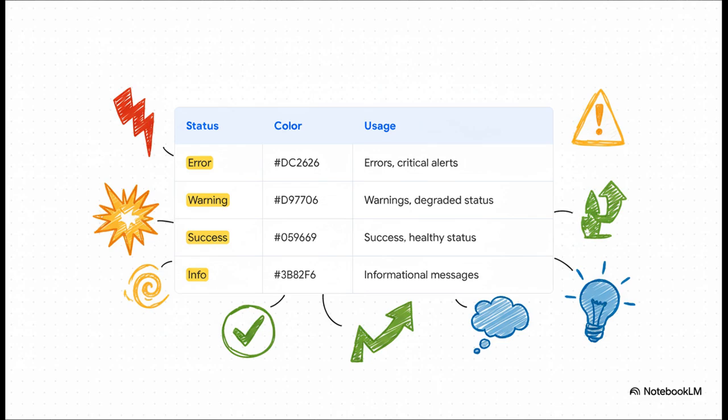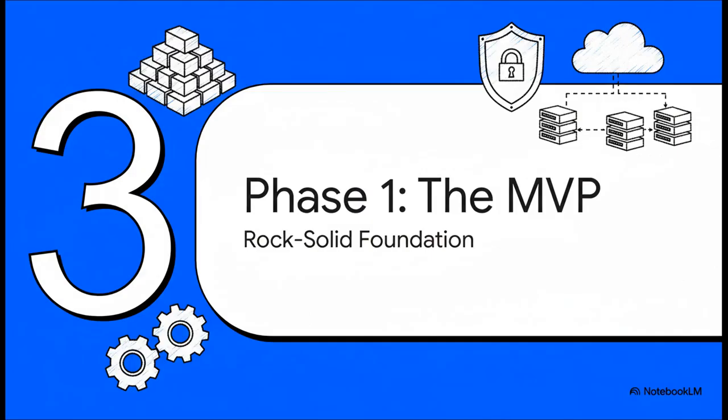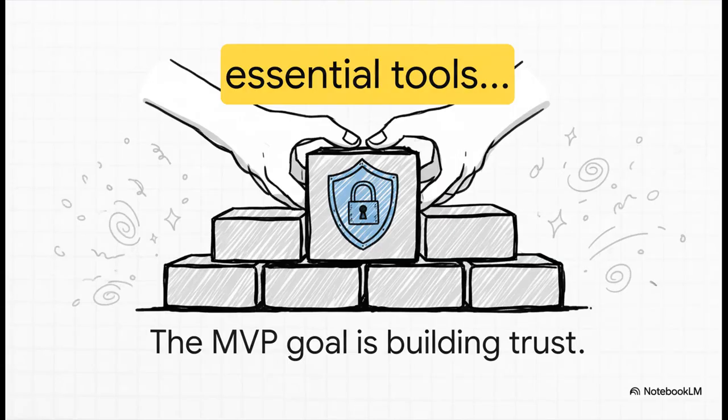No reading necessary. All right, so with that design philosophy locked in, we can jump into the first build, the minimum viable product, the MVP. And the goal here is absolutely laser-focused. Just deliver the essential tools to manage Caddy safely and reliably. That's it. Nothing extra. And you'll notice the goal here, it's not some big, long list of features. It's about one single thing, building trust.